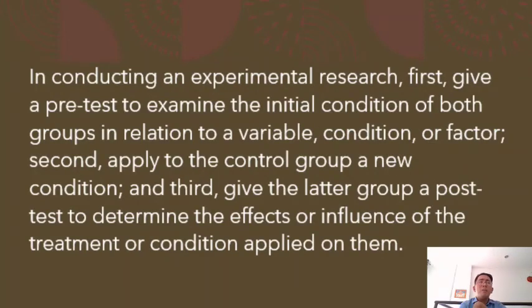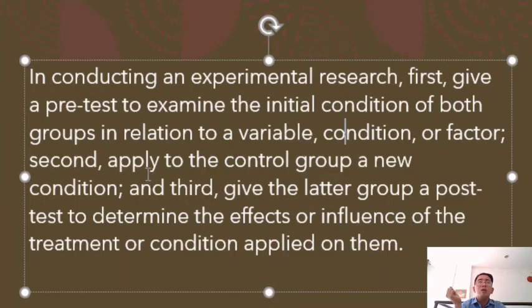In conducting an experimental research, first, you have to give a pretest to examine the initial condition of both groups in relation to a variable. So you give a pretest before you conduct your experiment. Okay? Before. Alright? So, in this part of the class, you have not yet given any intervention, you have not yet given any treatment. So, before that, so that you will know their state before you start the research. The condition of both groups in relation to a variable, condition, or factor.